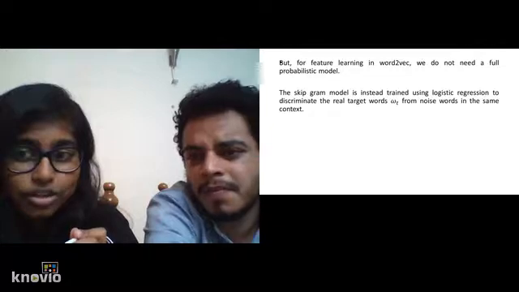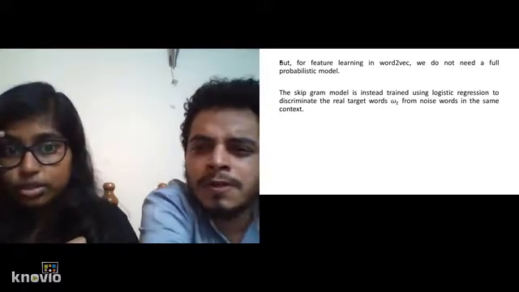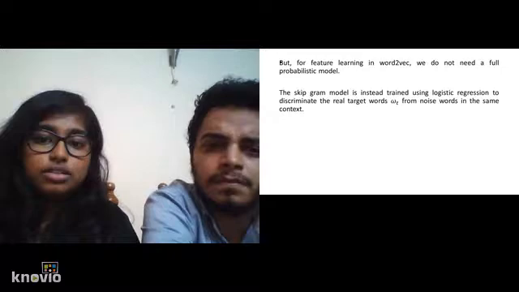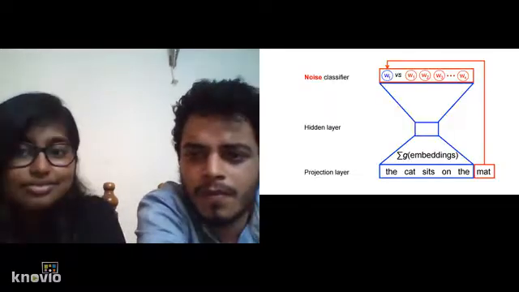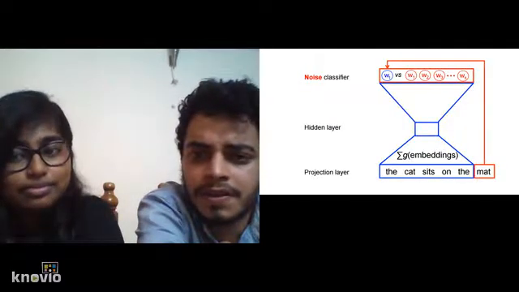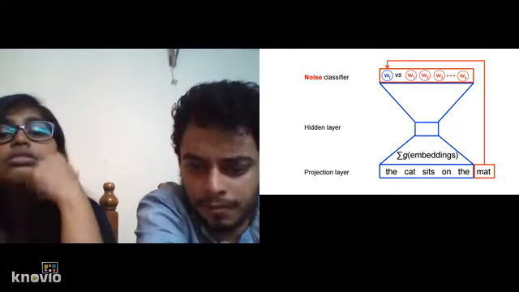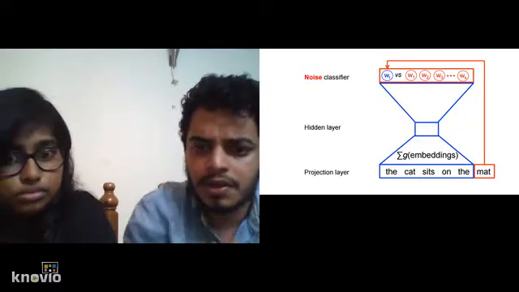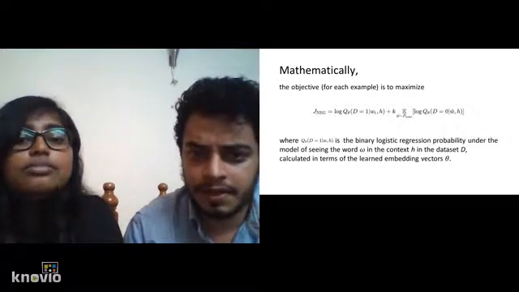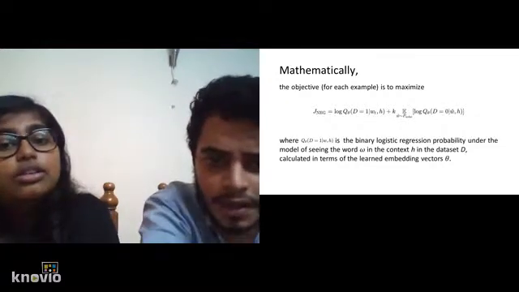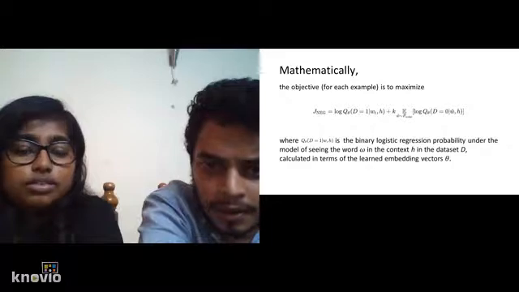Since the softmax function is computationally expensive, we use Word2Vec because it does not need a full probabilistic model, and the skip-gram model is instead trained using logistic regression to discriminate the real target words from the noise words. This model represents the classifier. It takes each and every word in the corpus and tries to predict the probability of that word occurring next. So it is a computationally intensive approach. Our objective is to maximize this function mathematically. It's a logistic regression probability that that word is going to occur next, so that we can learn our parameters theta.